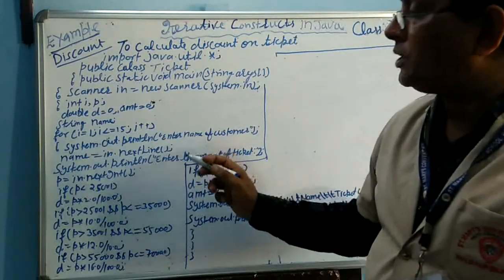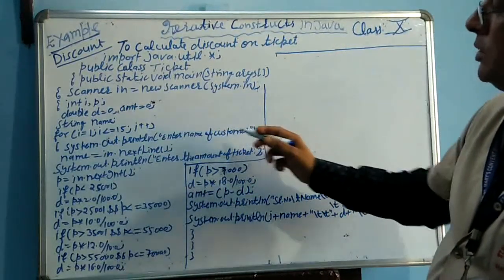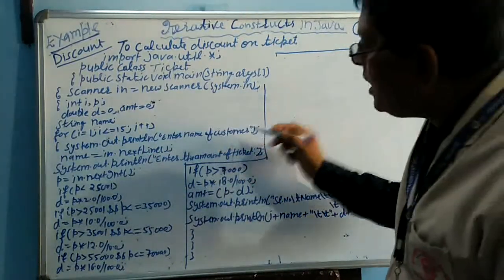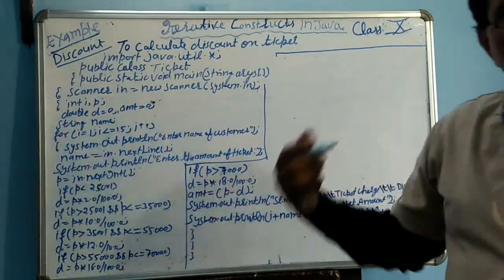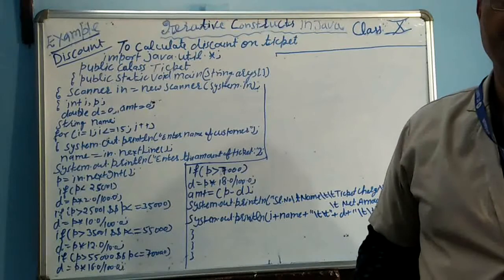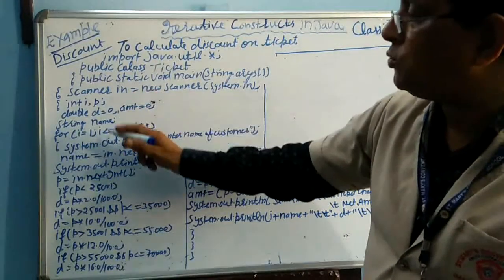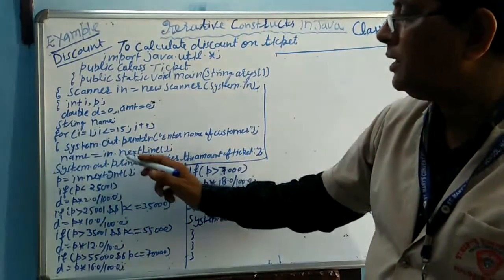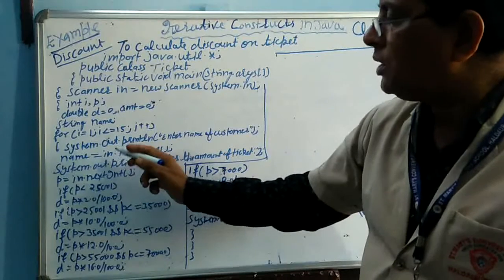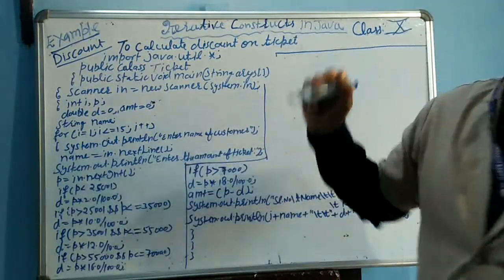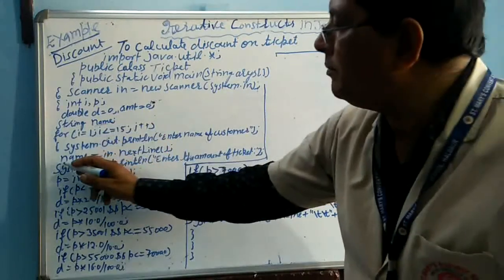How will it do it? System.out.println, enter the name of the customer. First of all, you have to enter the customer name. The name will be stored with the help of the Scanner function, so it will be stored with name equal to in.nextLine(). Same variable you will use here and here.